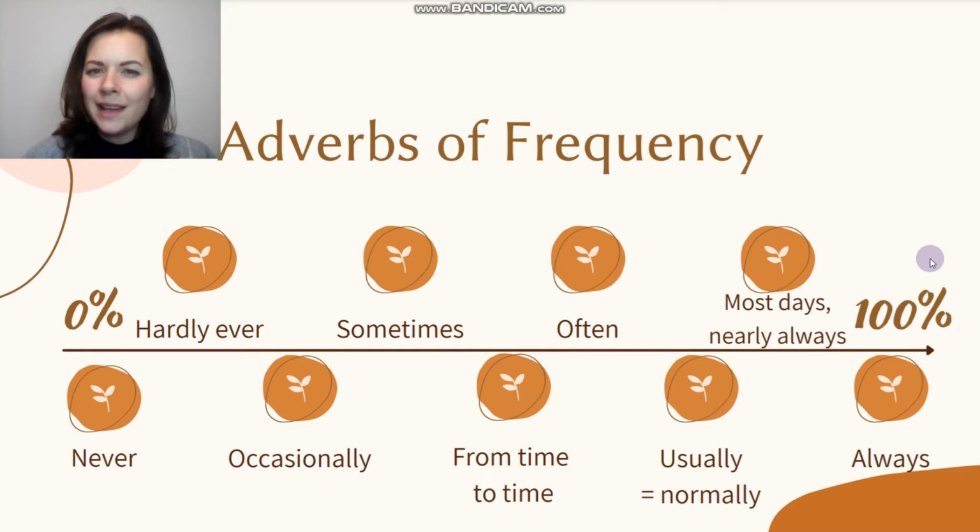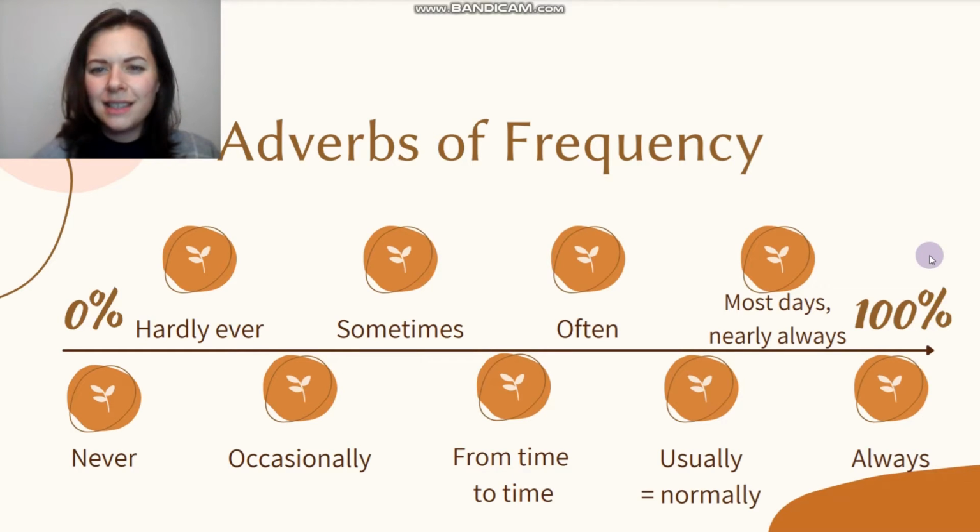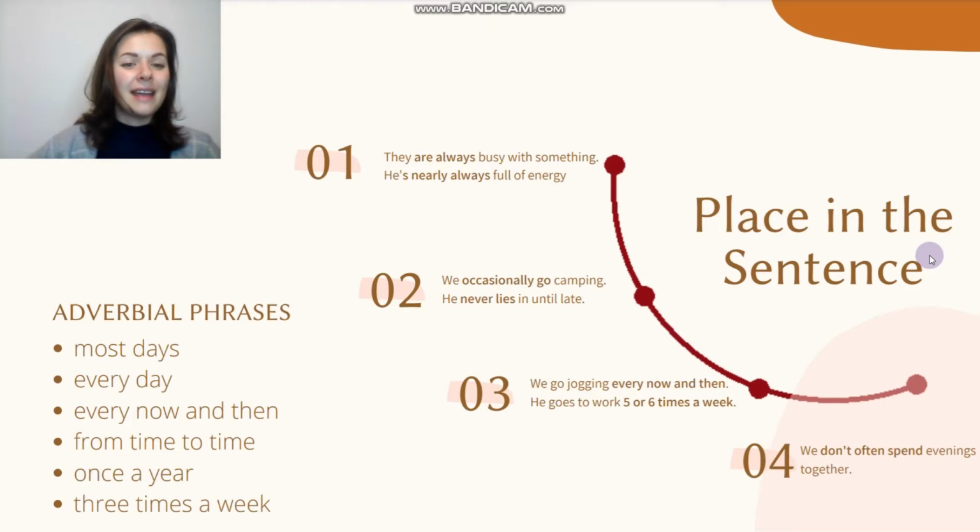And if you pay attention, you can notice that some of these expressions aren't actually adverbs. Не все из этих слов являются наречиями, потому что некоторые из них являются нареченными фразами, словосочетаниями. The adverbial phrases. If there are 2 words or 3 words or more, these are adverbial phrases. Like most days, every day, every now and then, from time to time, once a year, 3 times a week.